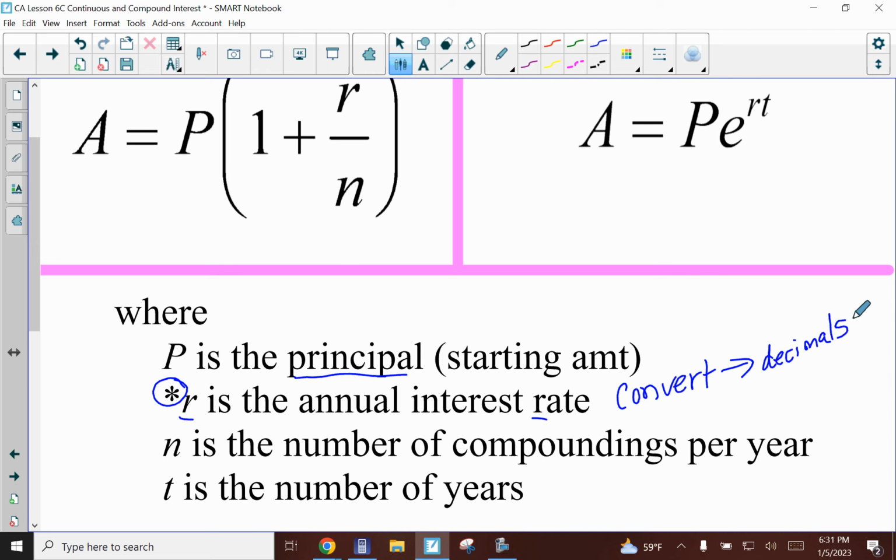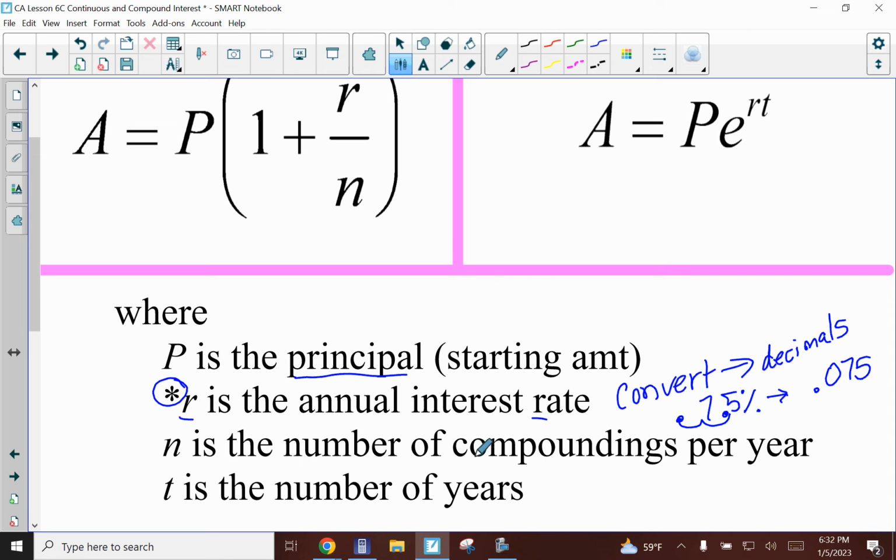Now, if you don't know how to convert a percent into a decimal, if it has a percent, that means that it has a decimal. So you have a decimal here. It could be 0.0. No one ever writes the 0.0. So let's say this is like 7.5%. If I want to convert this into a decimal, I would have to take the decimal and move it left 2 times. So this would convert and become 0.075. So that's what we would use for R in either of those formulas.